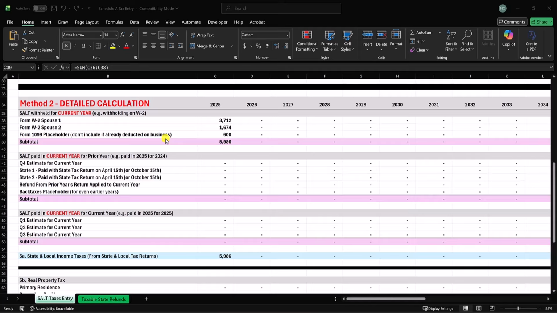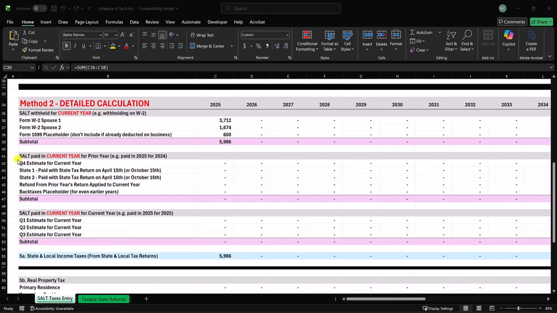This is only the stuff that you are not deducting on any kind of business return like a Schedule C or a Schedule E. And again, the last thing to note is that this is withholding for the current year. So for 2025, the withholding on that W-2 will be for 2025, and therefore it was paid in 2025, and therefore it would be a deductible item in 2025.